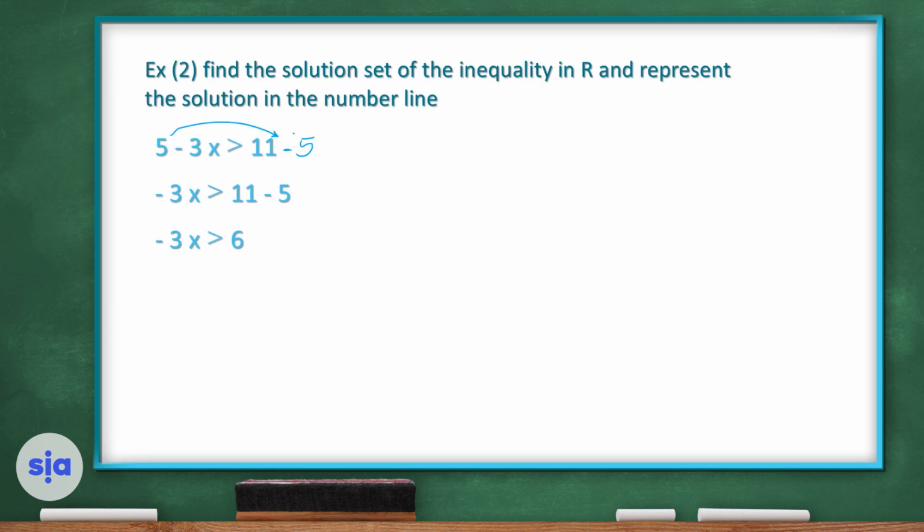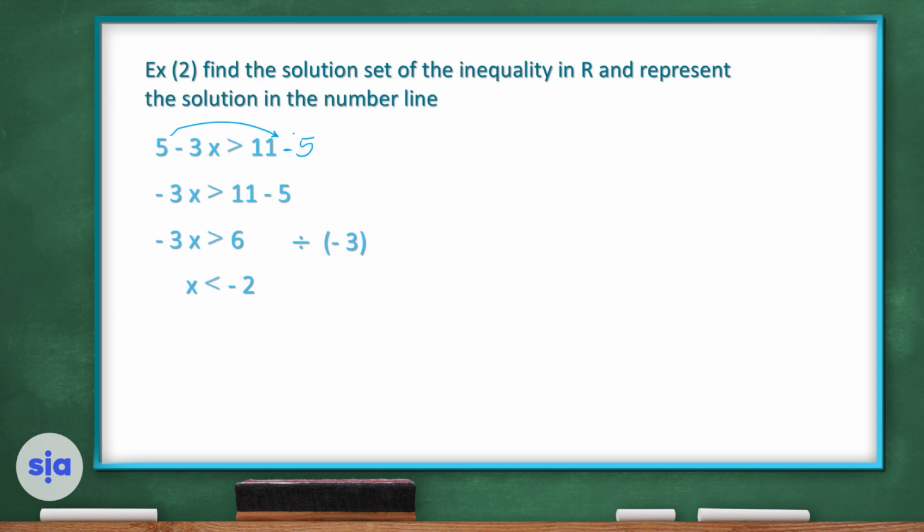Now we're going to divide both sides by negative 3. Remember the note when we said if you divide both sides of the inequality by a negative number, we should change the symbol of the inequality. So here we're going to divide both sides by negative 3. So x will be less than negative 2. Take care, it was greater than, now it is less than.